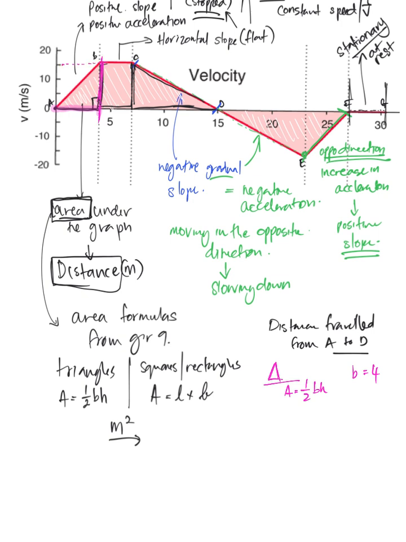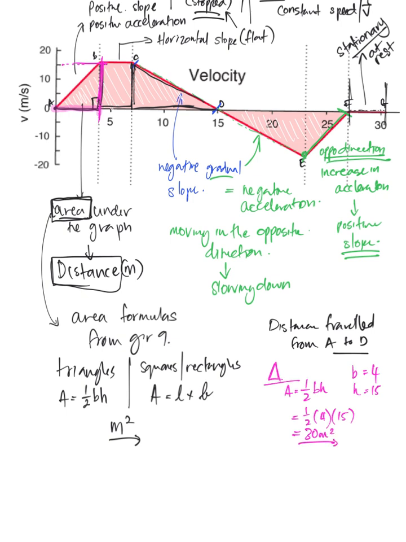That distance there is my height, and that's sitting at 15. So I've got half times 4 times 15, and that gives me 30 meters squared. That's the first thing.